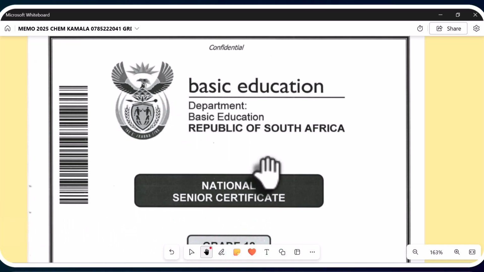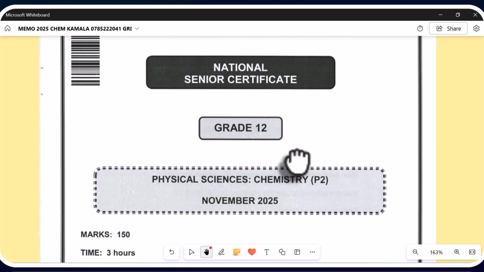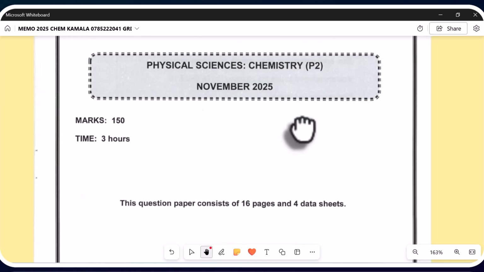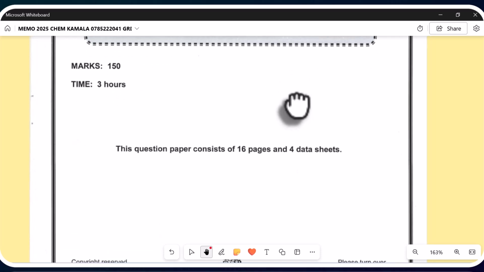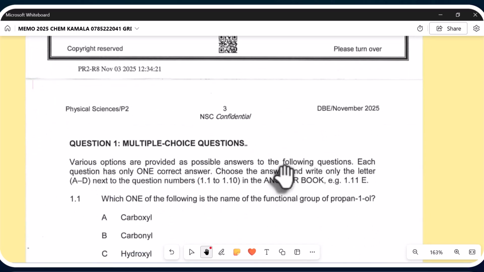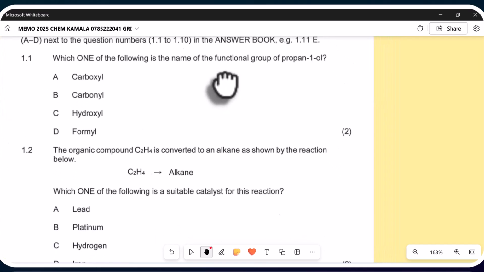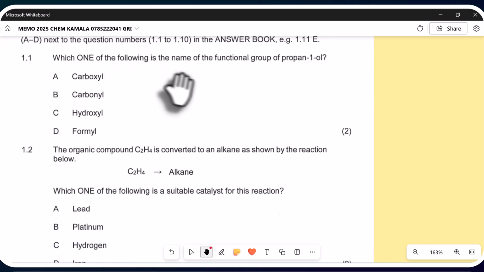Today we're looking at this memorandum for 2025, and this is chemistry. In this video one, we're looking at multiple choice question 1. Which one of the following is the name of the functional group of propanol?